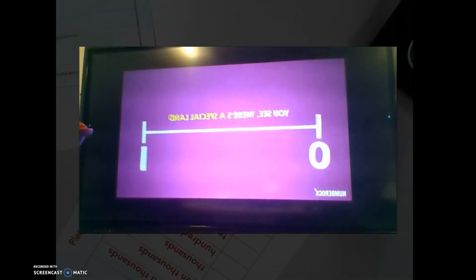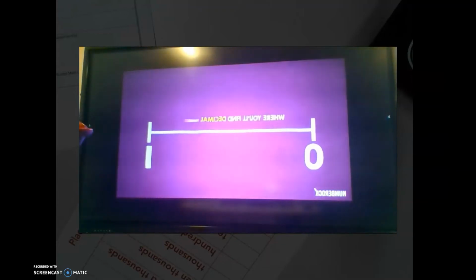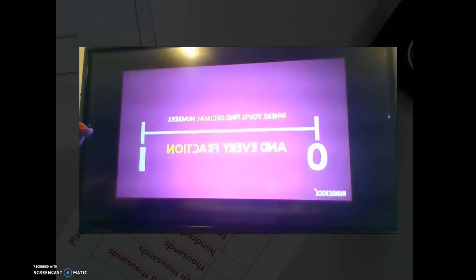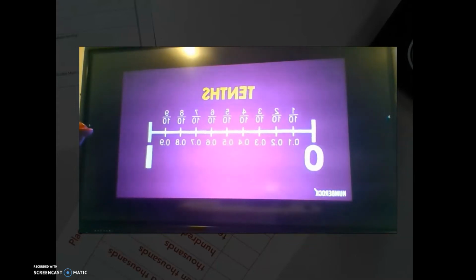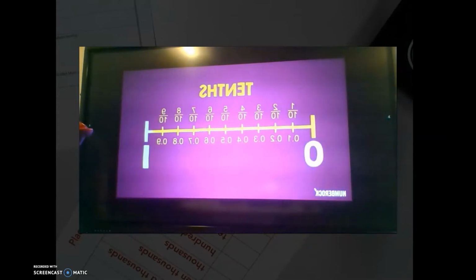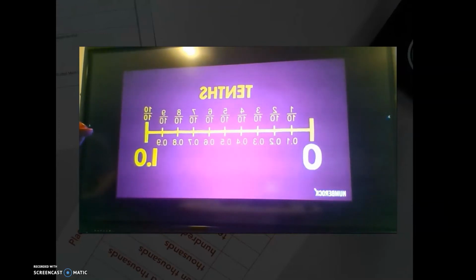You see, there's a special line between 0 and 1 where you find decimal numbers, and every fraction between 0 and 1 makes 10 intervals. These are tenths written as fractions or decimals. When counting by tenths, after you get to 9, the 10th makes one whole on the number line.